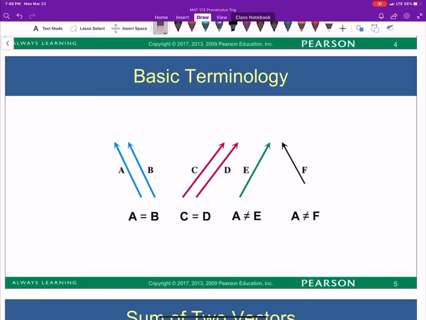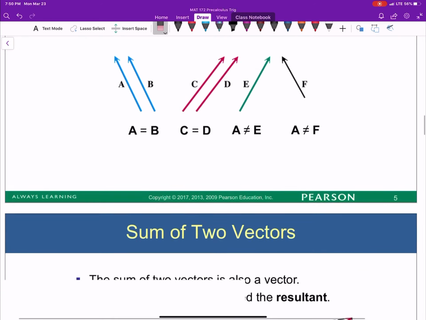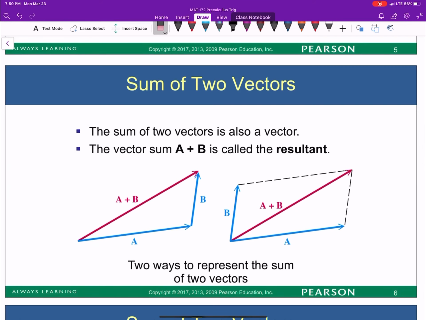So the next thing we're about to start talking about is the sum of two vectors. The sum of two vectors is also a vector. So when we look at the resultant, we say that vector A plus vector B is going to give us a resultant of A plus B. There are two ways you can represent the sum of these vectors. You can have one going from an initial point to the terminal point and have the other start from that terminal point, sharing the terminal point with the initial point. As you see, vector A is coinciding with vector B.